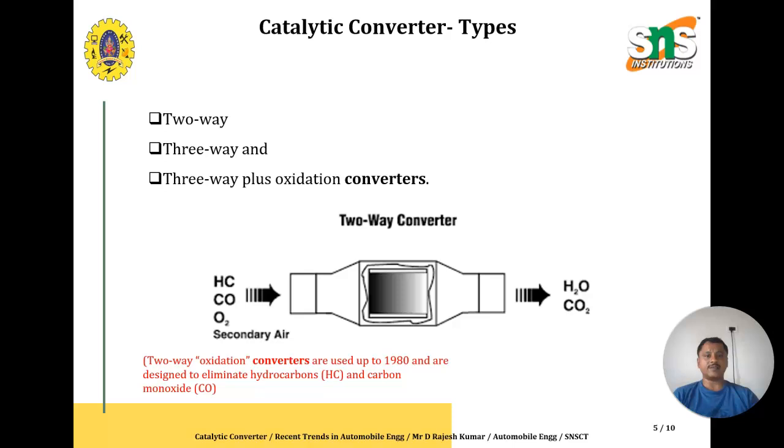There are three different types of catalytic converter. One is the two-way catalytic converter, which has only two directions. You can see the diagram of the two-way converter. So you can see here hydrocarbon, carbon monoxide, and the secondary air. So these are converted into H2O and CO2. These two-way oxidation converters were used from the mid 1980s to the 1990s. They are designed to eliminate the hydrocarbon and carbon monoxide. So they are designed to eliminate only these two harmful gases.